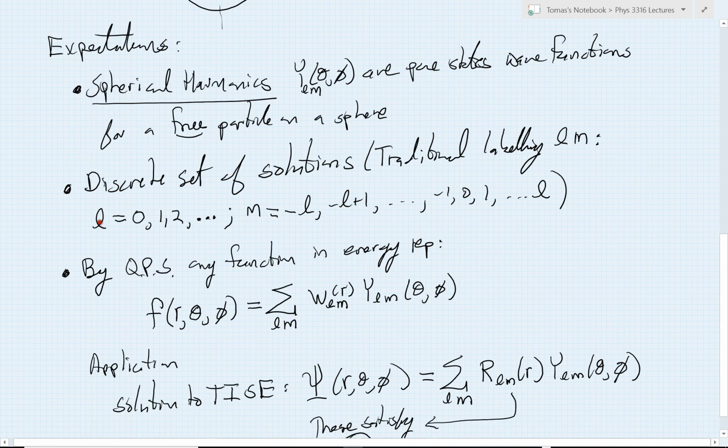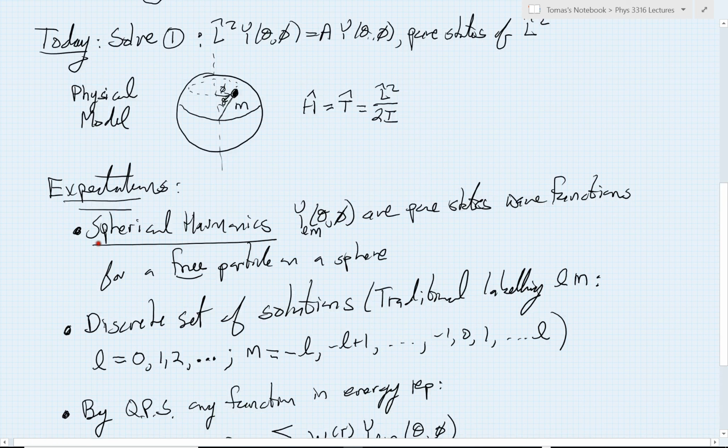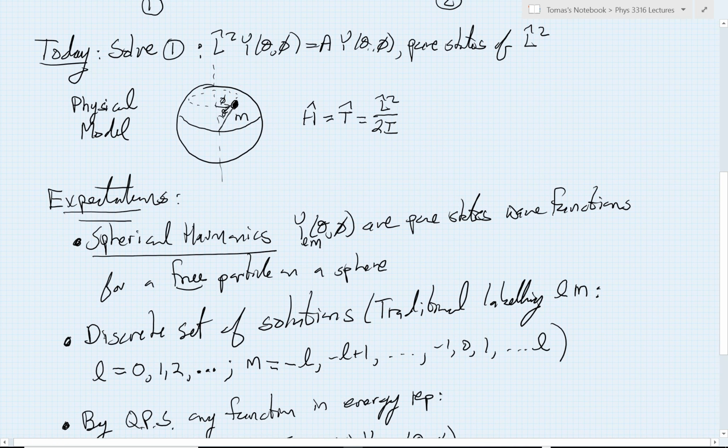So that gives you some idea of the expectations and ideas that can come to us directly from having a nice physical model to give us some physical intuition as to what these spherical harmonic functions actually represent. They represent physical quantum states of a particle on the unit sphere.